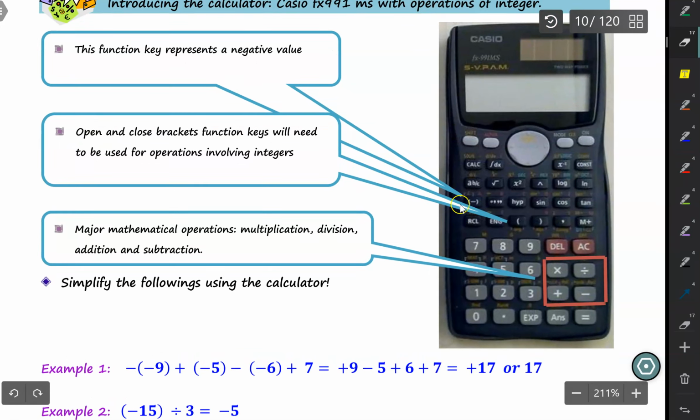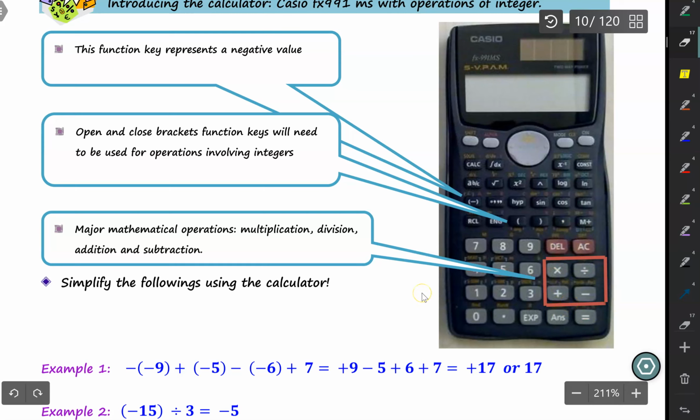So this key represents a negative number, and the key on this side of the calculator where I show my pointer to you, these are the subtraction sign. So we have to distinguish the difference between subtraction as the operation and the negative sign to show the negative number, or the characteristic of your number, which is a negative integer. Okay, so on this side you should have multiplication, division, addition, subtraction. These are the 4 basic operations in mathematics.